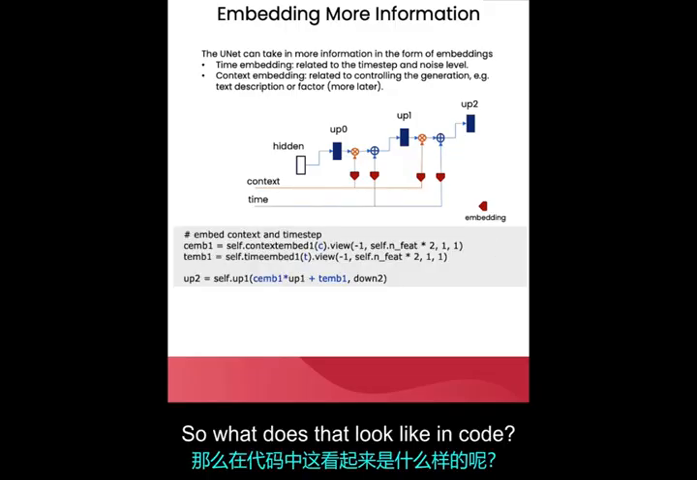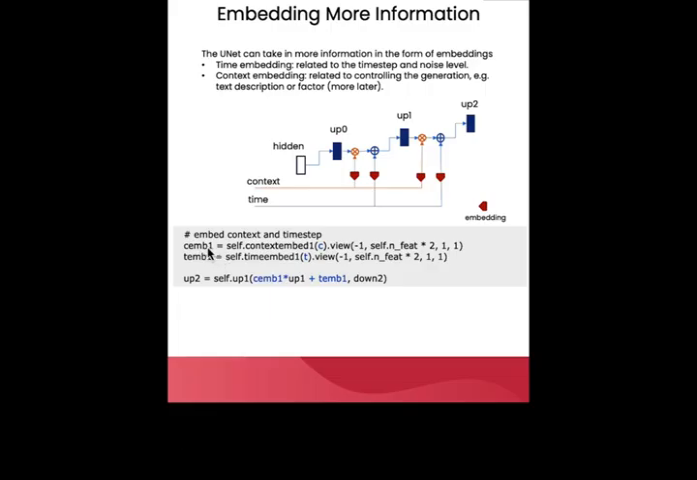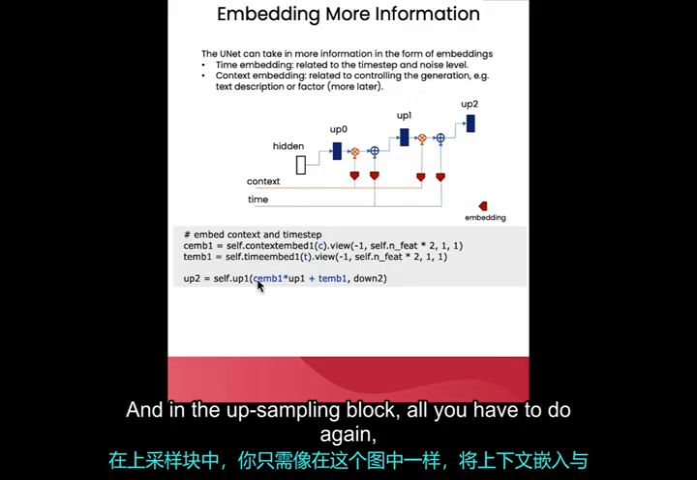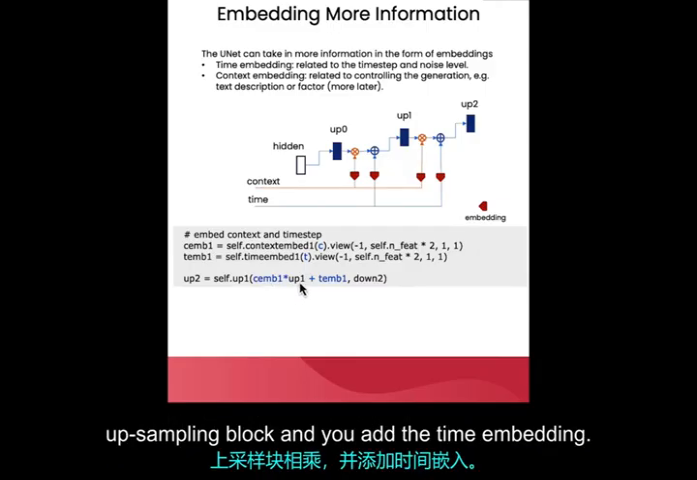Great, so what does that look like in code? Here you can see a context embedding. This is just one of them. And then here you see the time embedding. In the upsampling block, all you have to do, just like in this diagram, is multiply the context embedding with the upsampling block, and add the time embedding.